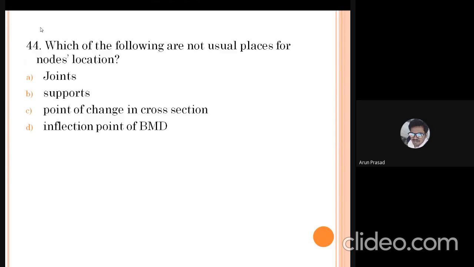So we are placing the nodes, right, which is not an exact location. So in a joint, whether we have a node location, supports, or point of change in the cross section, or inflection point of a bending moment diagram. In joints we'll be having a node location, supports also we will be having, and at the point where the cross section changes, at that point also we will be having nodes. Only at the inflection point of the bending moment diagram we don't have nodes.